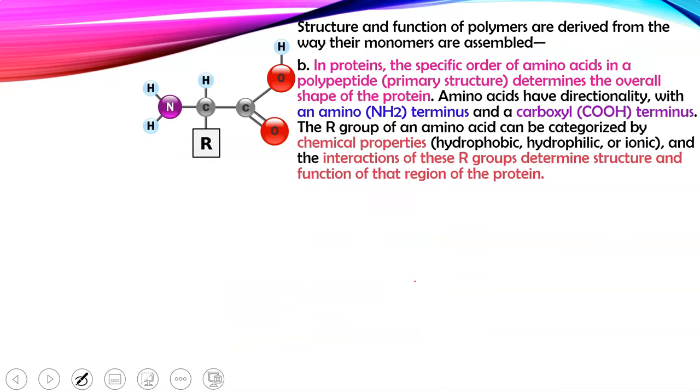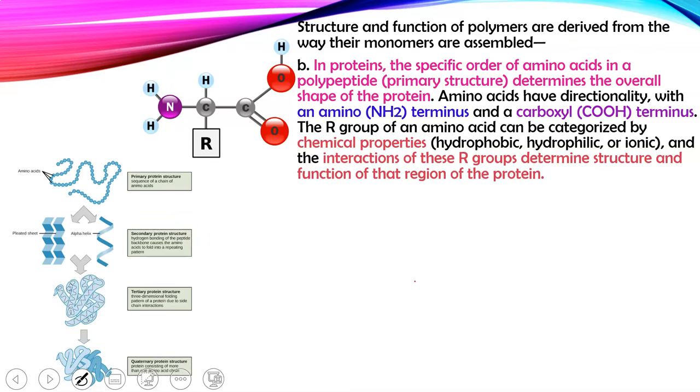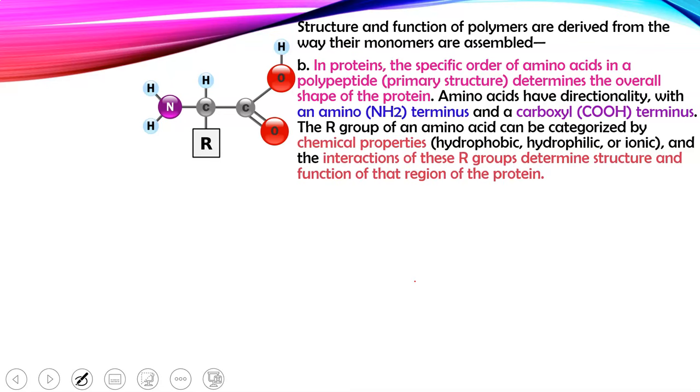Okay, now let's go ahead and talk about proteins. So when we talk about proteins, their monomer is an amino acid.